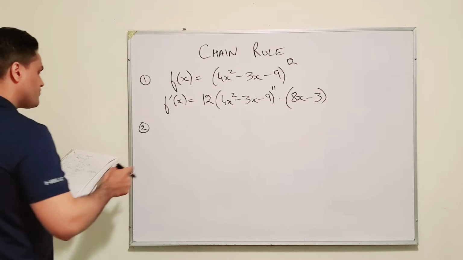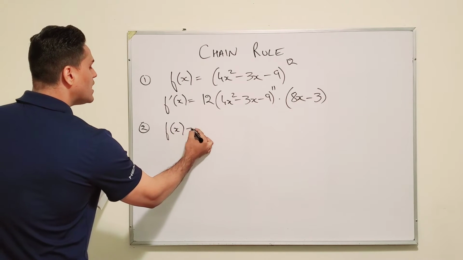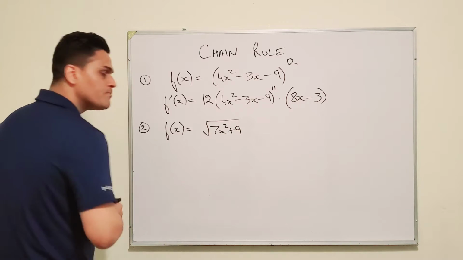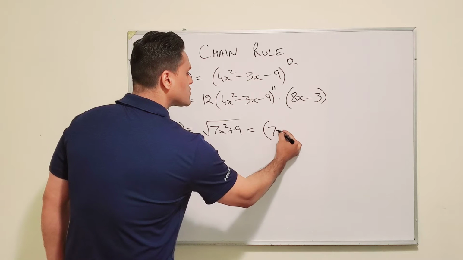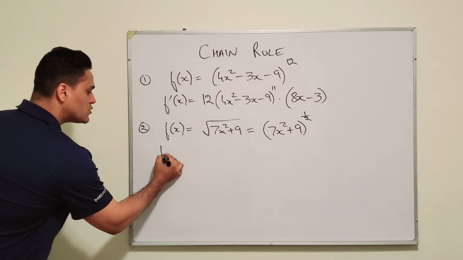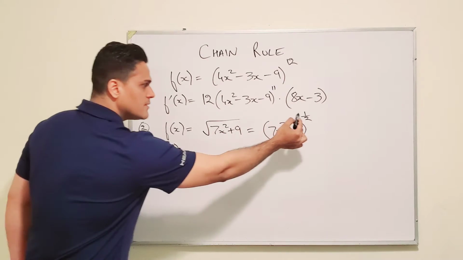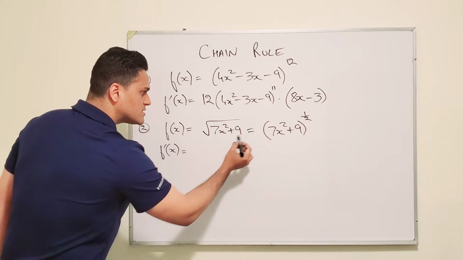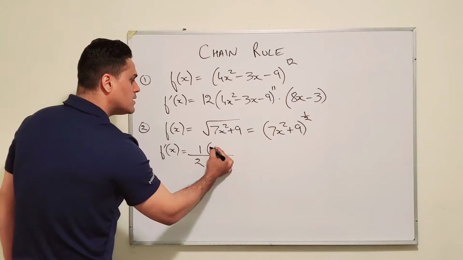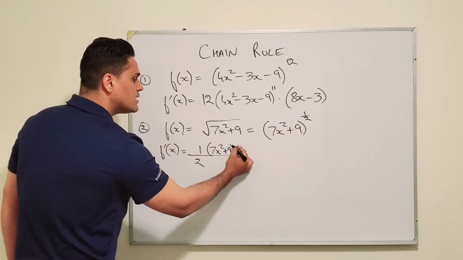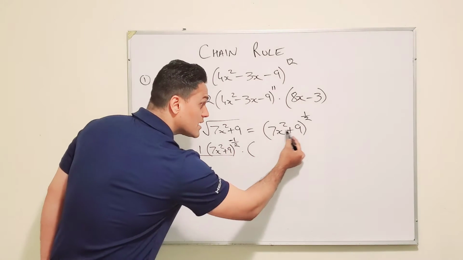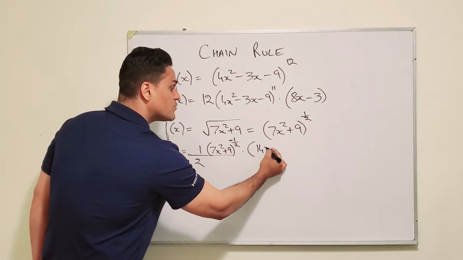Let's do another example. So if I have f of x is the square root of 7x squared plus 9, okay? We're going to first write this as an exponent. So it's going to be 7x squared plus 9 raised to the power 1 over 2. To get the derivative, the exponent is going to multiply with the constant in front, which is 1 over 2. And now you're going to subtract 1 from the power. So that would be 7x squared plus 9 raised to the power minus 1 over 2 times the derivative of the inside, guys. So the derivative of the inside is just going to be 14x, okay?